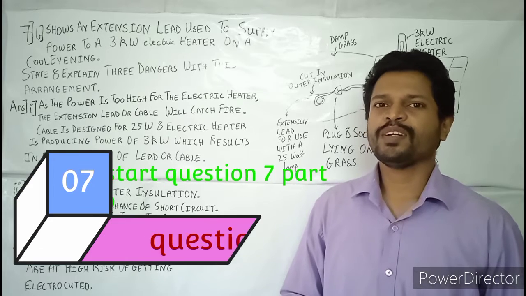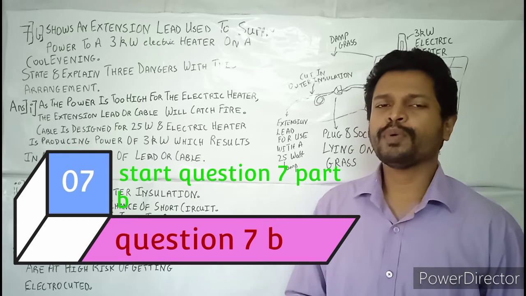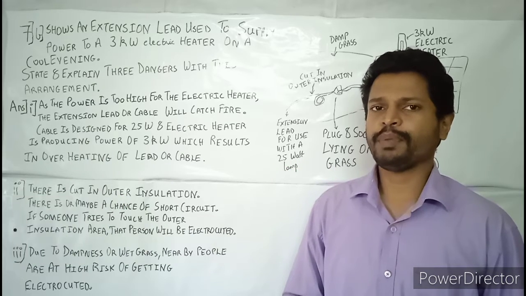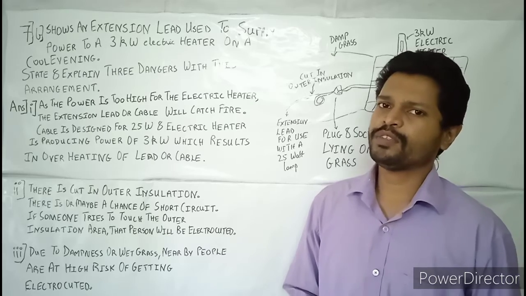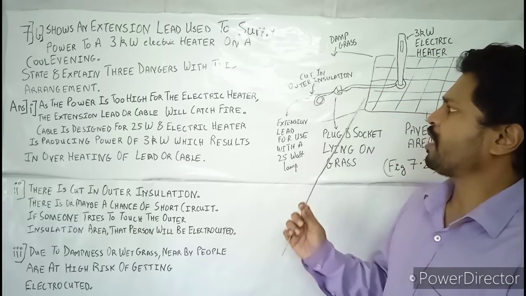Hello students, we are coming to the end of the seventh question. We will be going to the seventh question B part. So in the seventh question there is a diagram given, wherein it is shown; you can see the diagram, it is drawn.